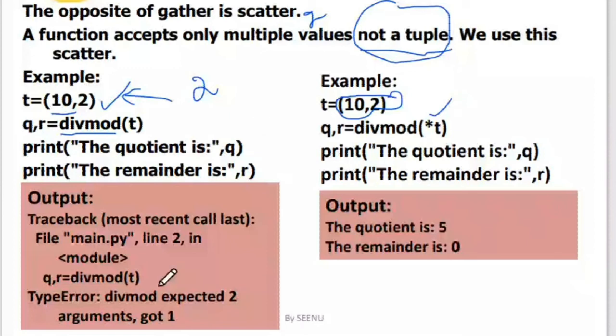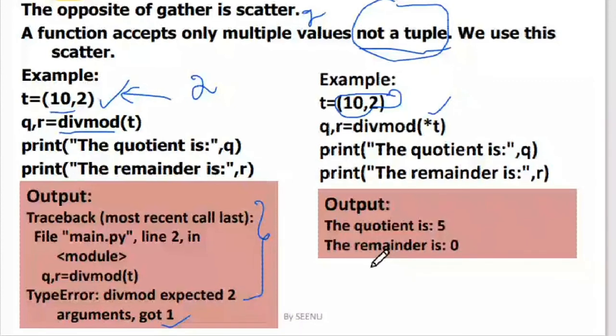So what you have to do over here is, if you put a star for this kind of built-in functions which cannot take a tuple, internally it will take the tuple and split this tuple into individual elements. This 10 comma 2 will be split into 10 as one individual element and 2 as another. So it will scatter the tuple into individual elements.